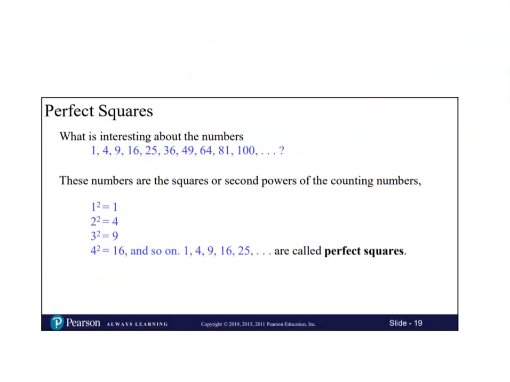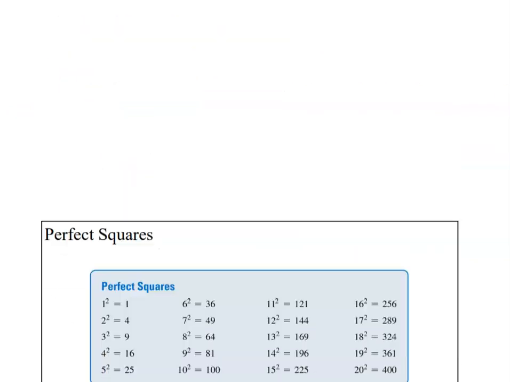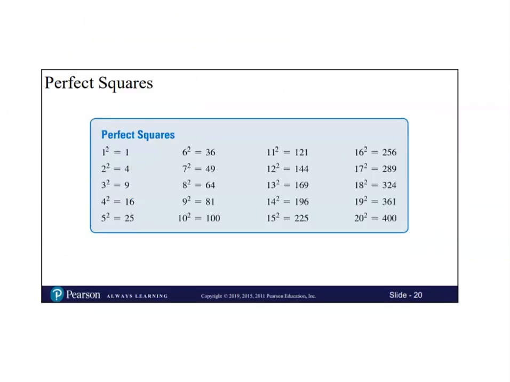Perfect squares: 1, 4, 9, 16, 25, 36, 49. These are 1 squared, 2 squared, 3 squared, 4 squared, 5 squared, 6 squared. The next one would be 7 squared, right? Those are perfect squares. So here's a list of your perfect squares up to 20.